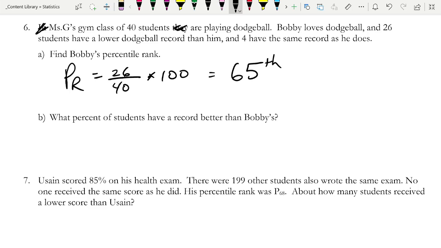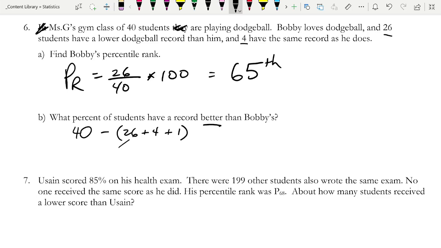What percent of students have a record better than Bobby? Oh, if they had asked me which ones have a lower, I'd just say 65%. But better means I got to start with the fact that there's 40 kids, take away the 26 that are lower, and take away the 4 that tied him, and then don't forget to also take away Bobby.